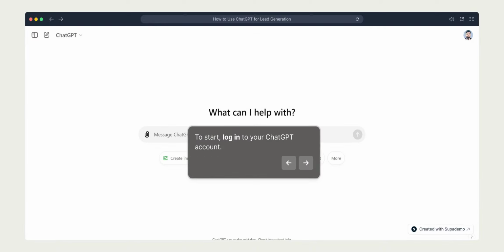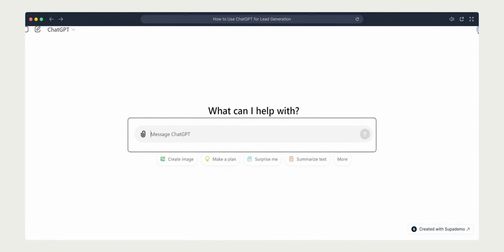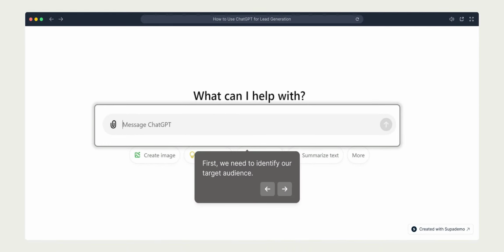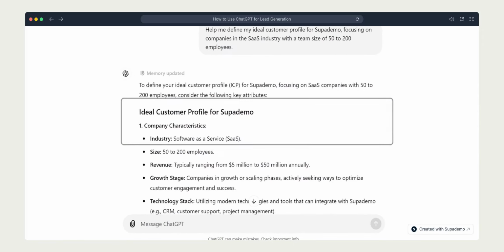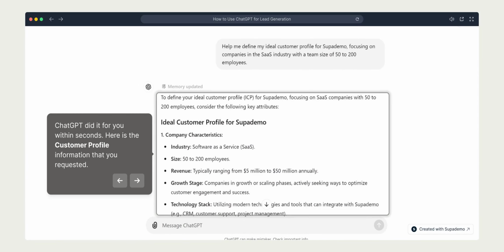To start, log in to your ChatGPT account. First, we need to identify our target audience. Let's ask ChatGPT to help us define our ideal customer profile. ChatGPT did it for you within seconds. Here's the customer profile information that you requested.